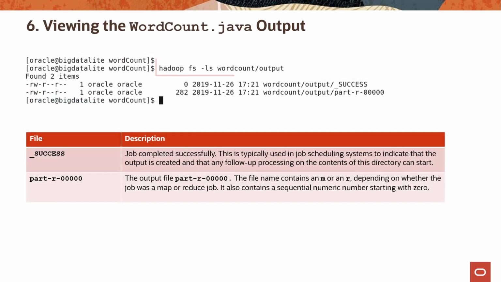Finally, let's take a look at the contents of the wordcount output HDFS directory. After running the MapReduce job, this directory contains two files. _SUCCESS, which is a simple flag that MapReduce generates to indicate that the job ran successfully. The part-r-00000 file contains the output of the MapReduce word count program. The output file name usually contains either an m or an r as part of the name, depending on whether the job was a mapper or reducer. It also contains a 5-digit sequential number starting with 0.